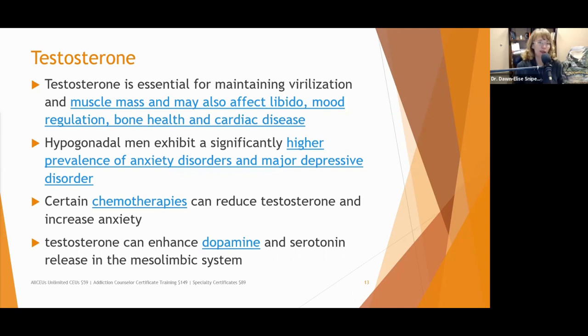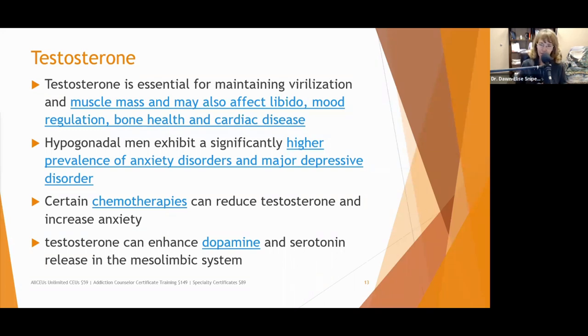Hypogonadal men, which means men with low testosterone levels, exhibit significantly higher levels of anxiety disorders and major depressive disorder. There's a lot of buzz out there right now about low testosterone and low T, and take a pill for this, and take this supplement, it'll increase your testosterone. Again, I do want to know about that when we're doing the assessment, because taking those supplements themselves can have side effects. Altering testosterone levels without really knowing what your base was can be kind of a sticky wicket too.